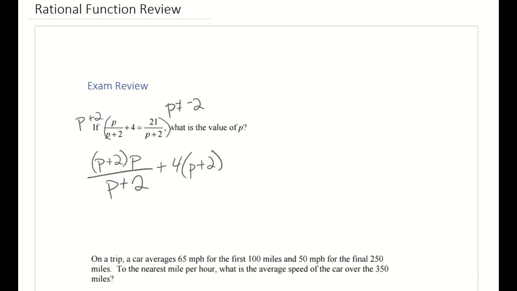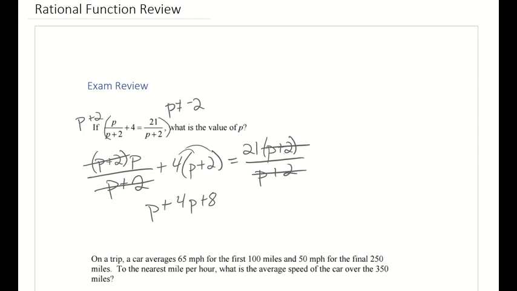Now, don't forget to multiply the 4 by the p plus 2 as well, because we're multiplying both sides of the equation. It's the only reason we're allowed to do this, and that includes the 4. So in both of these terms, the p plus 2's will factor out. So we're left with p plus, we can distribute the 4. And always remember to do that, especially if it's negative. That's something that people will miss sometimes.